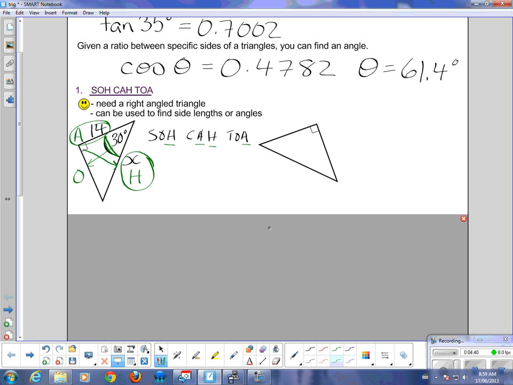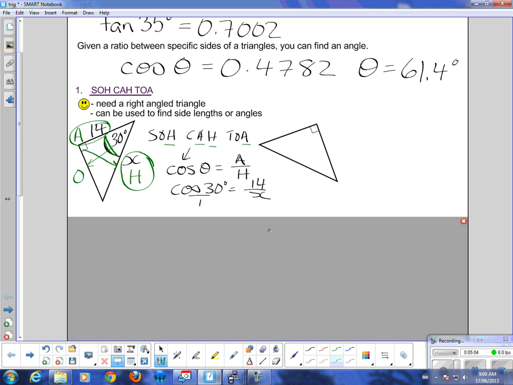Okay, so that's what I'm going to use. Remember, this is my little formula. This means cos of theta equals adjacent over hypotenuse. Fill in my information: cos of 30 equals adjacent, which is 14, over the hypotenuse, which is x. So I'm going to cross multiply and divide.